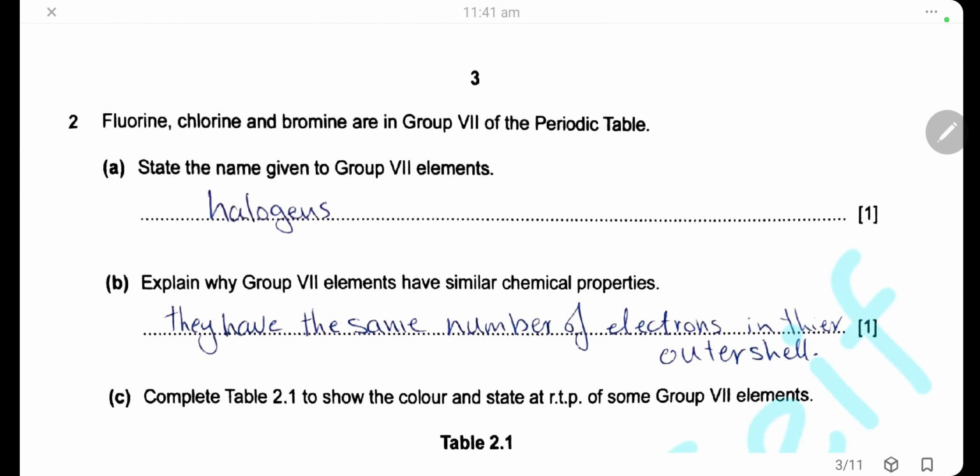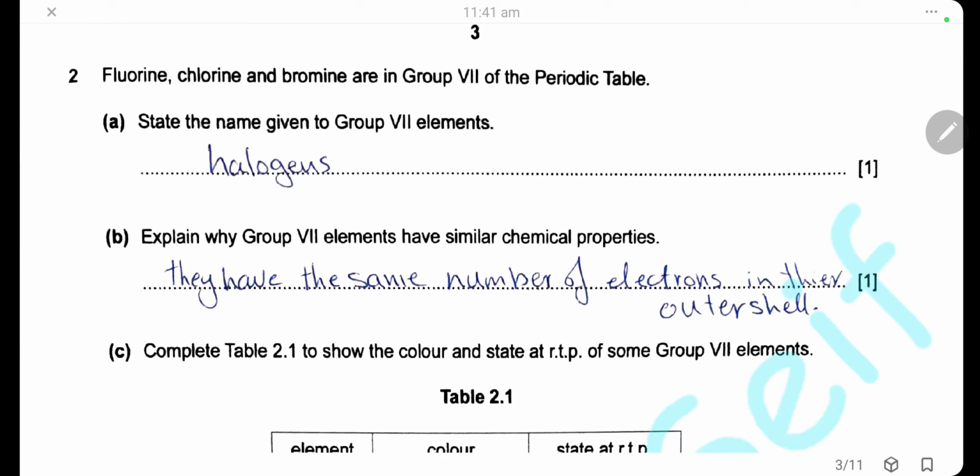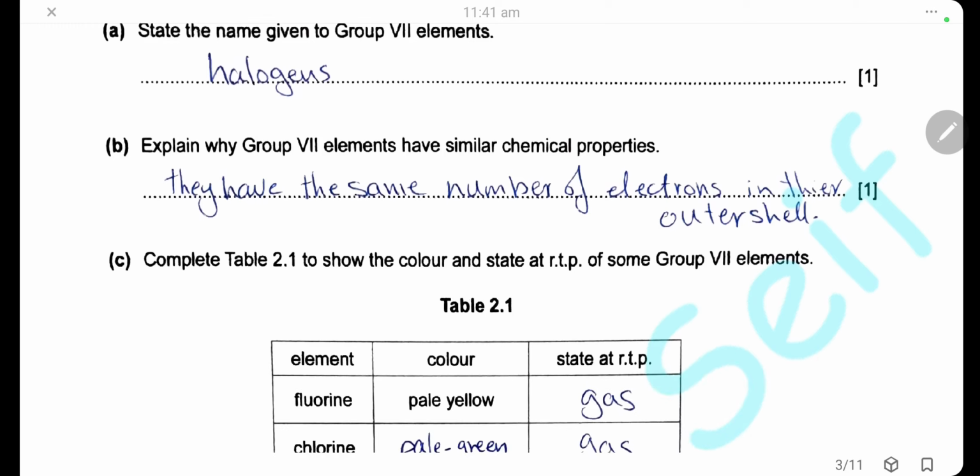Question 2. Fluorine, chlorine, bromine are in group 7 in the periodic table. State the name given for group 7 elements. Group 7 elements are halogens. Why do group 7 elements have similar chemical properties? Because they have the same number of electrons in their outer shell.